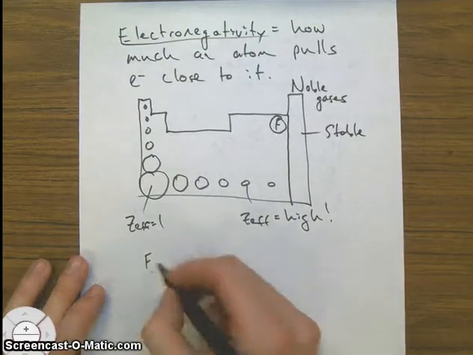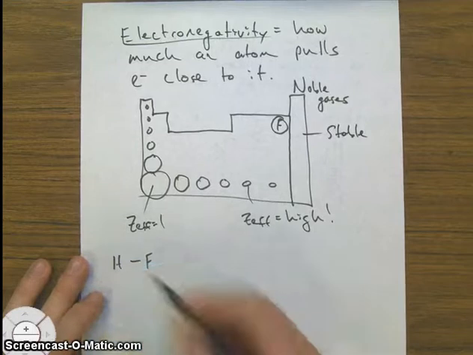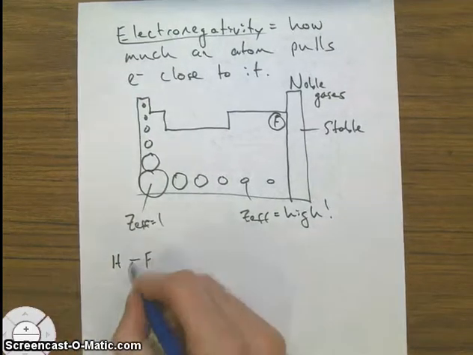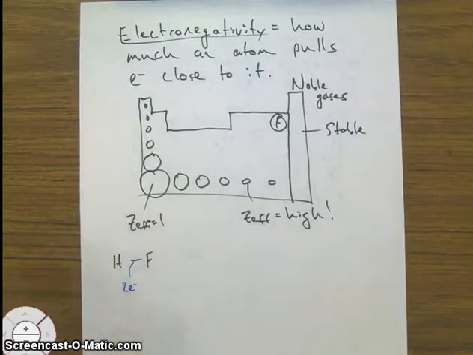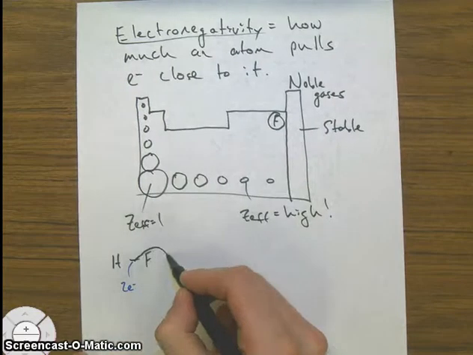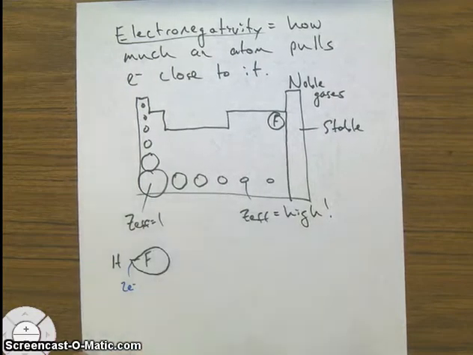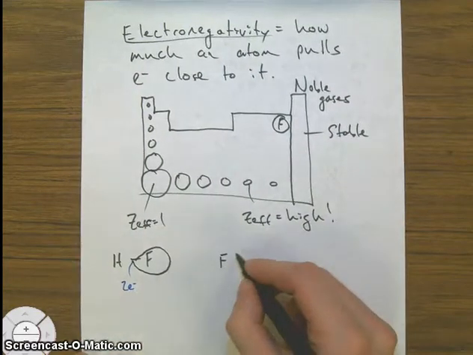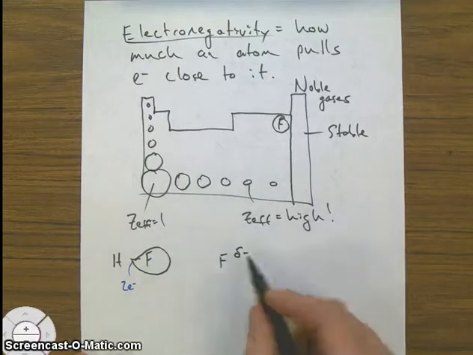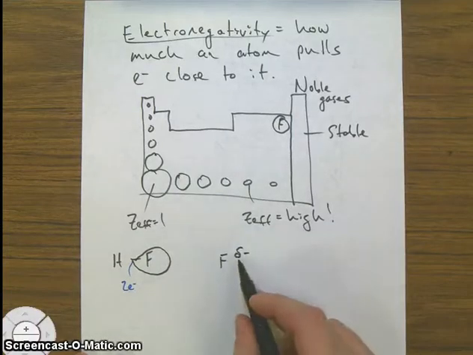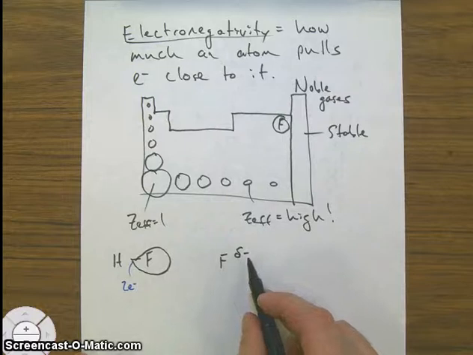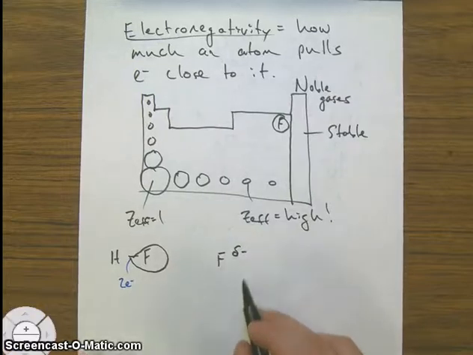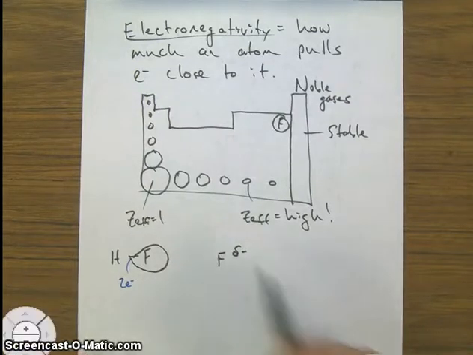So if I'm showing a bond between hydrogen and fluorine, this bond I'm going to have symbolize 2 electrons. Those 2 electrons are being pulled really close to the fluorine. So fluorine develops this thing we call a partial charge. We draw it out like this, sort of like a half-8. We call it a sigma and then a minus, because it may not gain a full electron, but it at least pulls them really close to it.